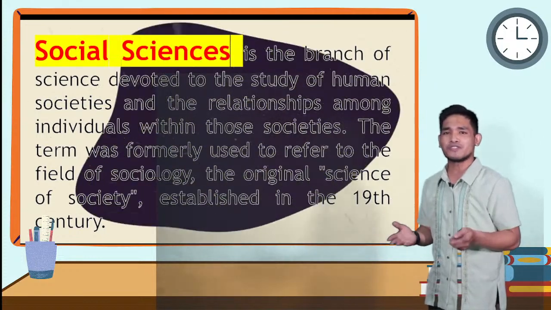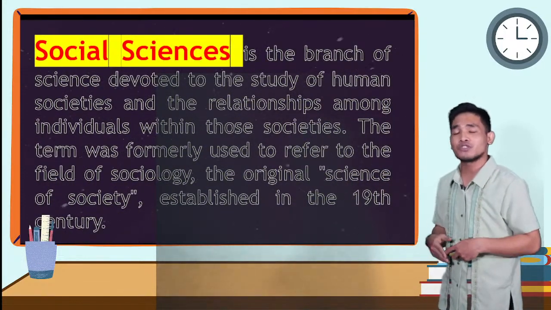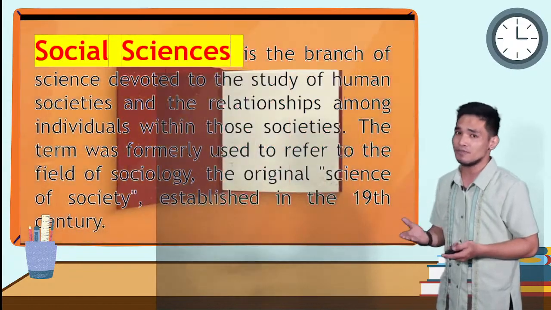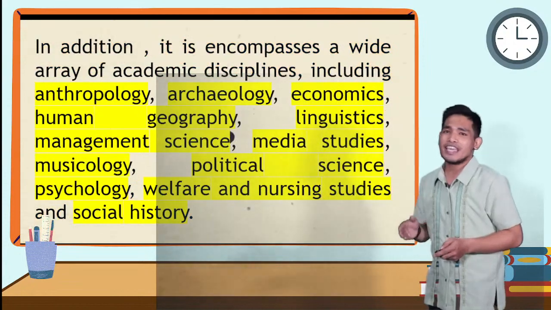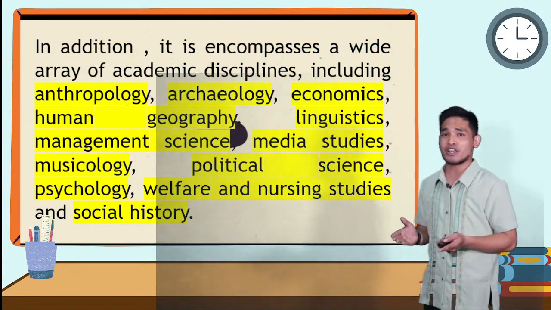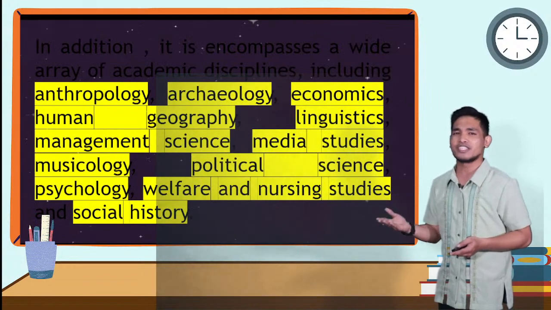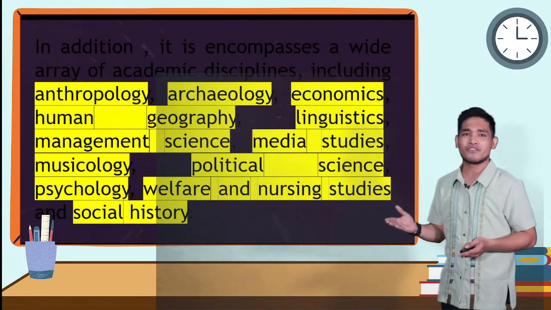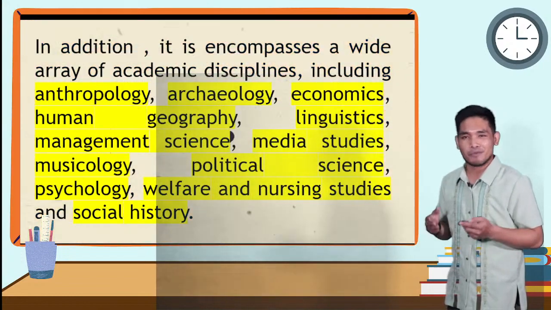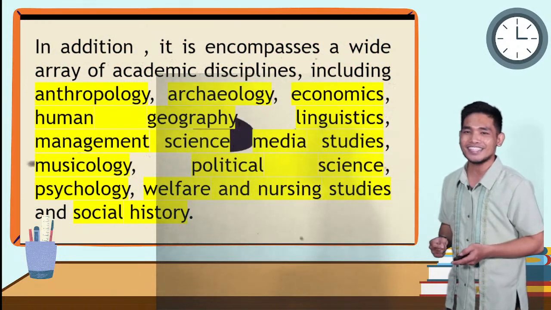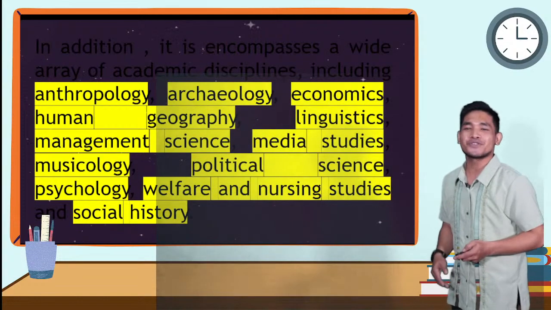The term, science of society, was established in the 19th century. In addition, it encompasses a wide array of academic disciplines, including anthropology, archaeology, economics, human geography, linguistics, management science, media studies, psychology, political science, welfare and nursing studies, and also social history.